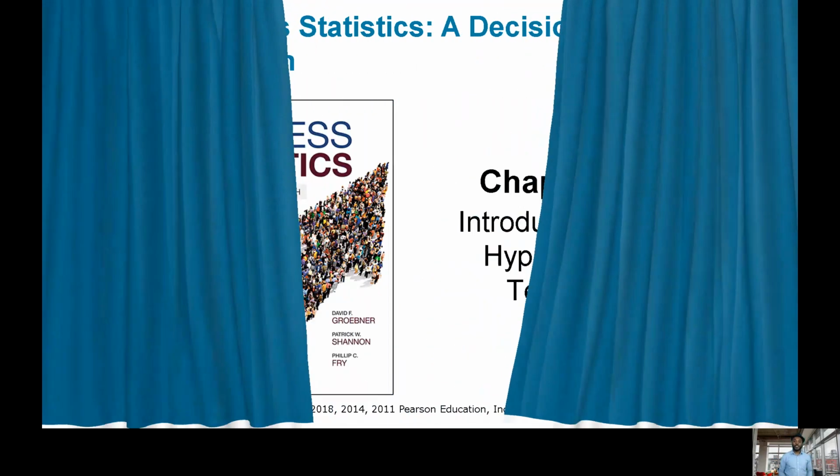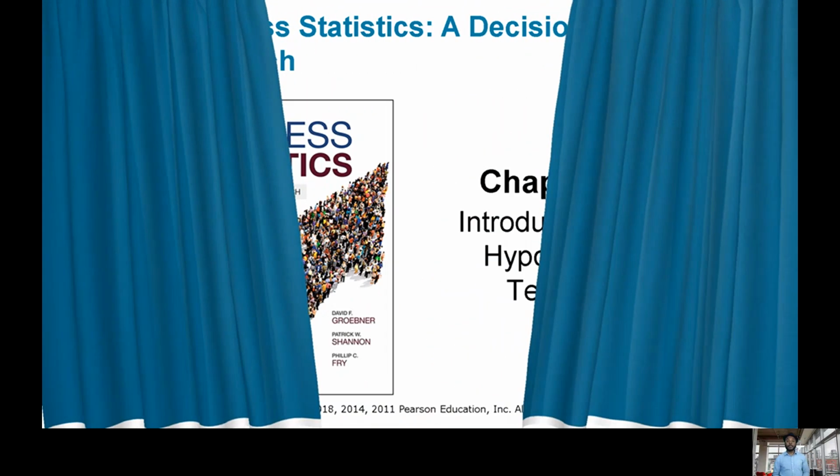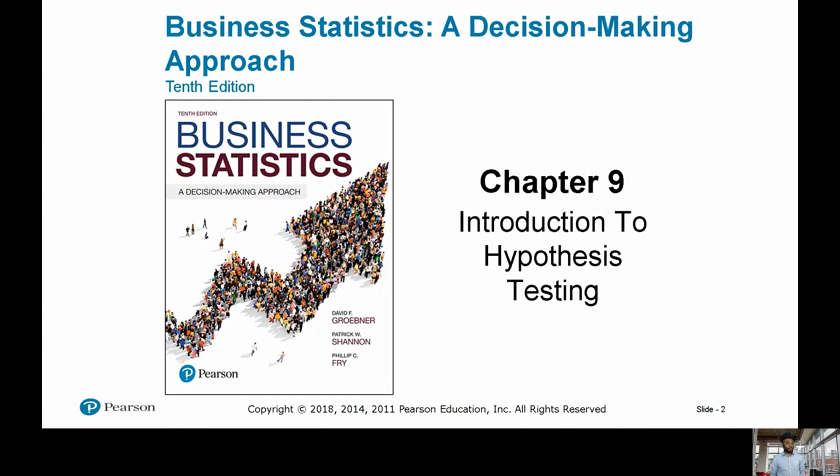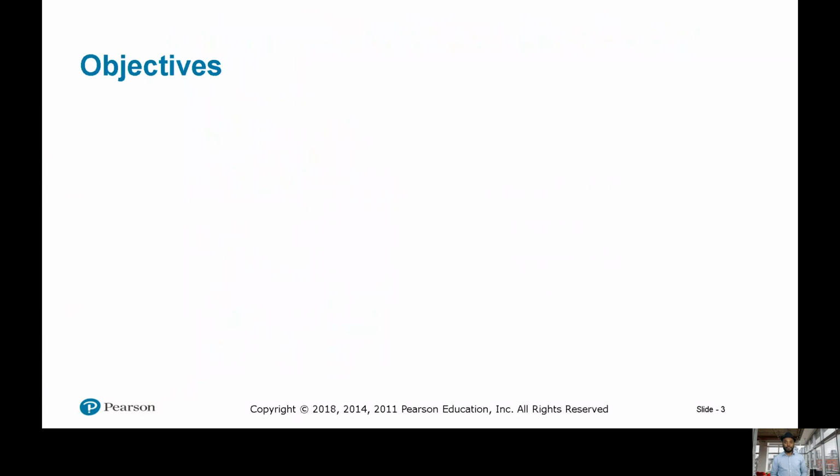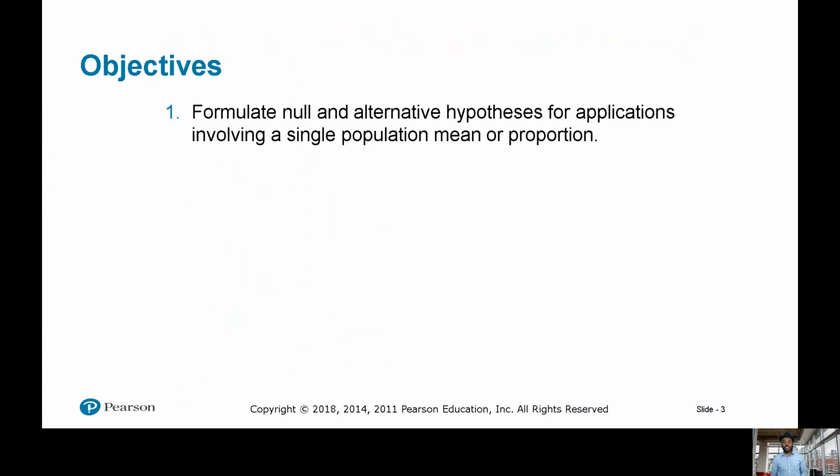Welcome to Chapter 9. Today, we'll be looking at hypothesis testing. The objectives of this chapter is we'll be able to formulate null and alternative hypotheses for applications involving a single population mean and proportion.